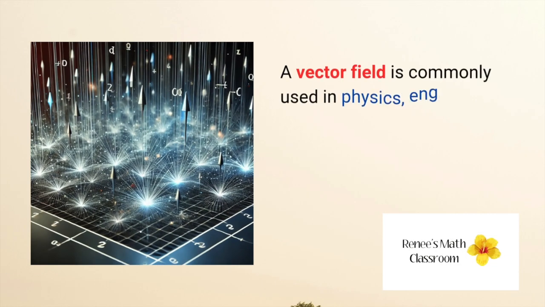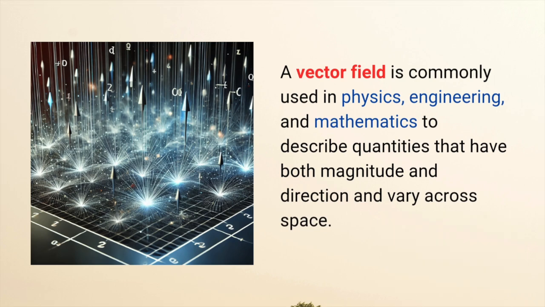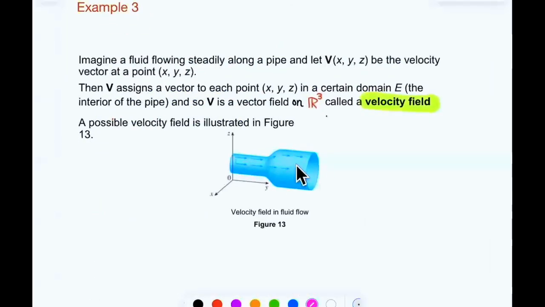Now let's go back. Now look at this example over here. Imagine a fluid flowing steadily along a pipe, and let V(x, y, z) be the velocity vector at the point (x, y, z). V assigns a vector to each point (x, y, z) in a certain domain E, which is the interior of the pipe. And so V is a vector field on R3 called a velocity field. So you look at this picture over here. This is a possible velocity field illustrated over here.